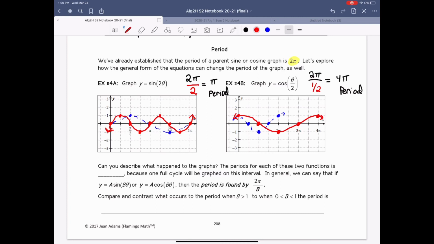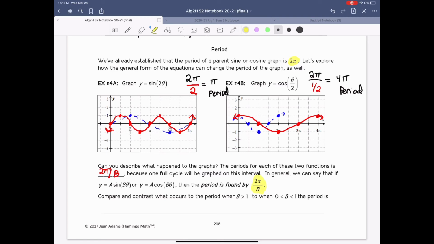Now, can you describe what happened to the graphs? The period for each of these two functions is 2 pi over b. What that means is it's 2 pi divided by whatever the number is inside of the parentheses, because one full cycle will be graphed on this interval. So in general, we can say that if y equals a sine of b theta, or y equals a cosine of b theta, then the period is found by evaluating 2 pi over b, or the number inside the parentheses.